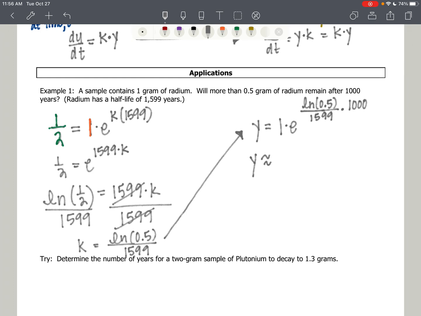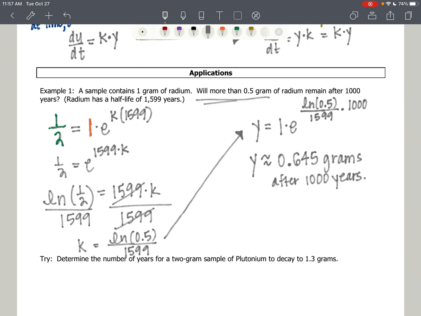y is approximately... Okay, I'm going to let you put this into your calculator. Hopefully I've waited long enough, otherwise you press pause, because you really don't want me to just give you the answer, because that ruins the fun. There's actually 0.645 grams remaining after 1,000 years.